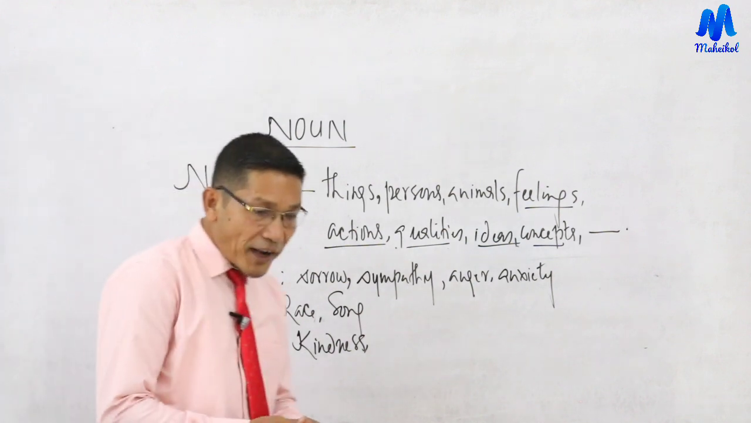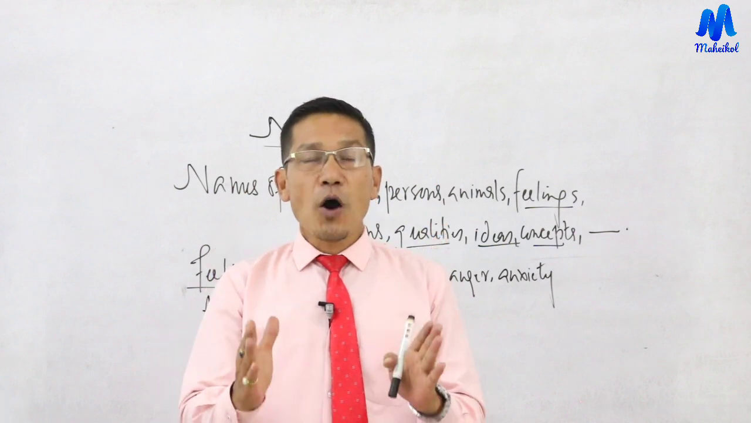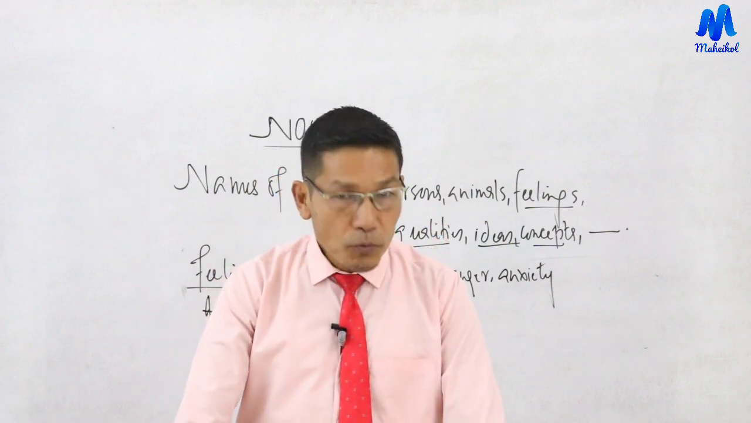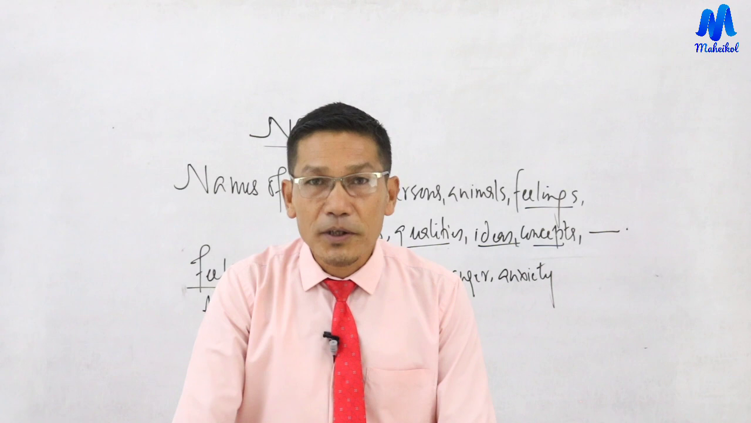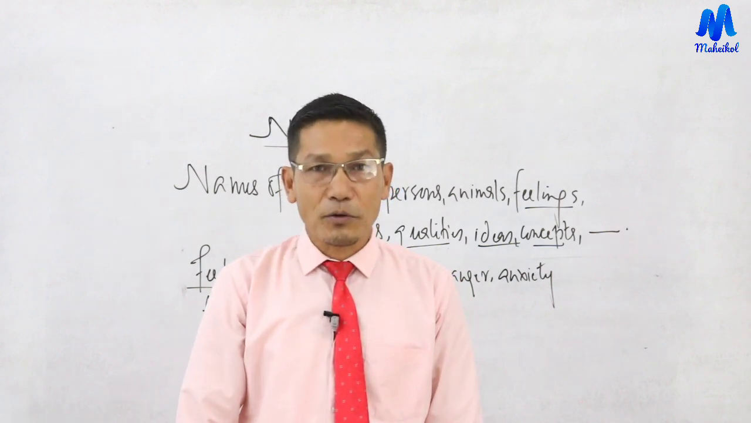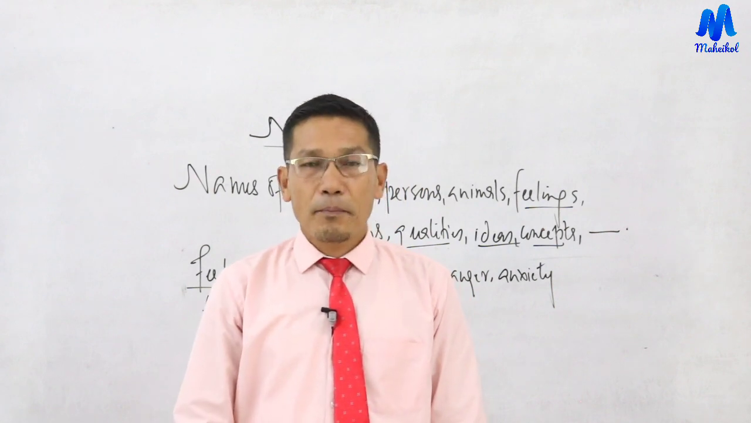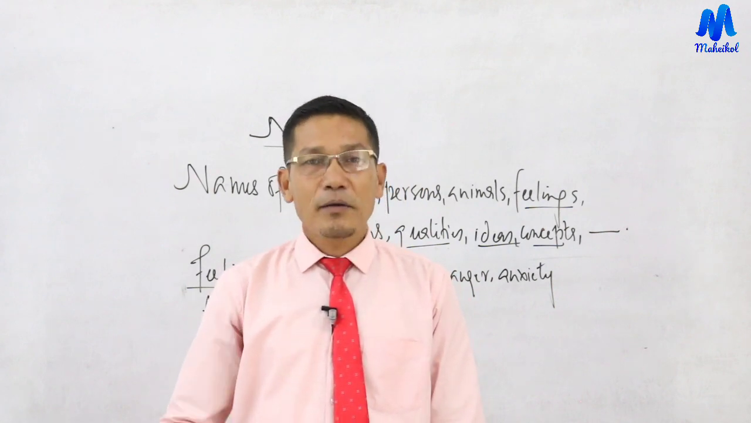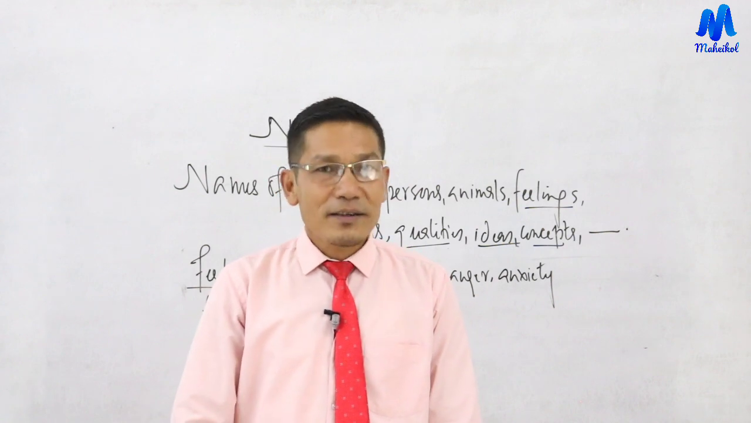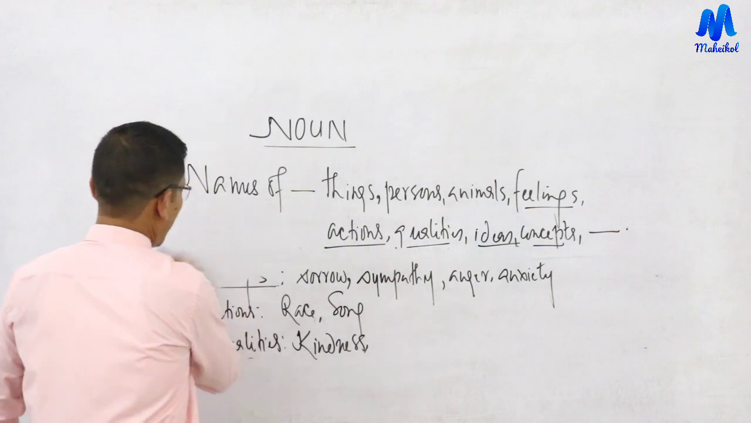So to summarize, what is a noun? Nouns are words. Words given to name the things. Or in short, names of things, persons, animals, places, feelings, actions, etc. Now, places have names of places.